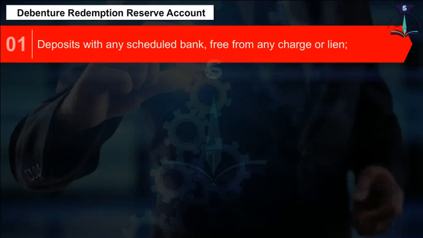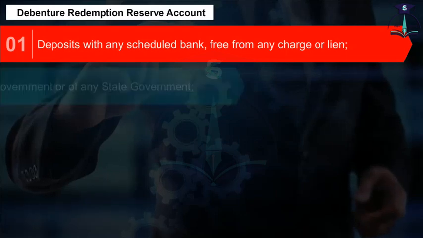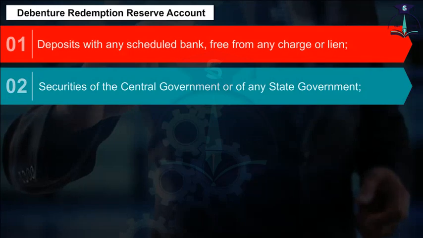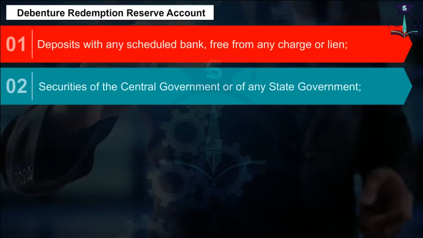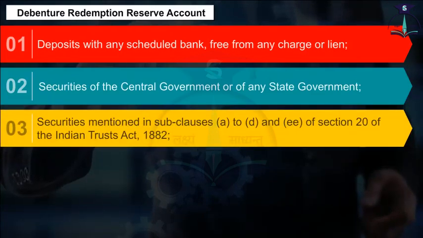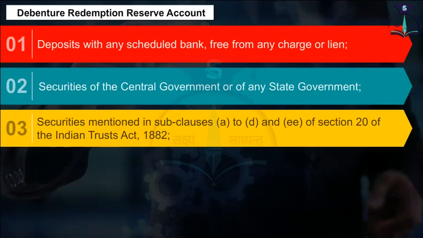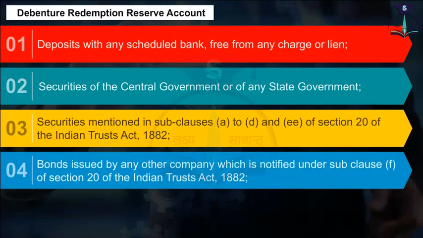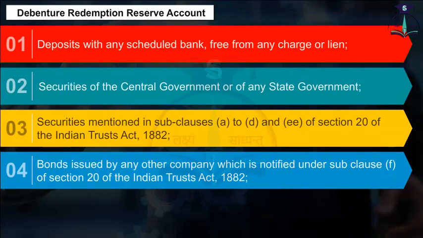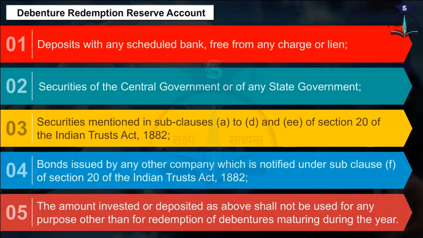Deposits with any scheduled bank, free from any charge or lien. 2. Securities of the central government or of any state government. 3. Securities mentioned in sub-clauses A to D and EE of Section 20 of Indian Trusts Act 1882. 4. Bonds issued by any other company which is notified under sub-clause F of Section 20 of the Indian Trusts Act 1882. 5. The amount invested or deposited as above shall not be used for any purpose other than for redemption of debentures maturing during the year.